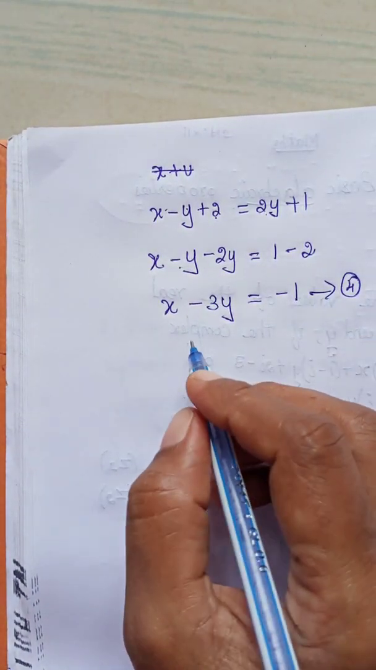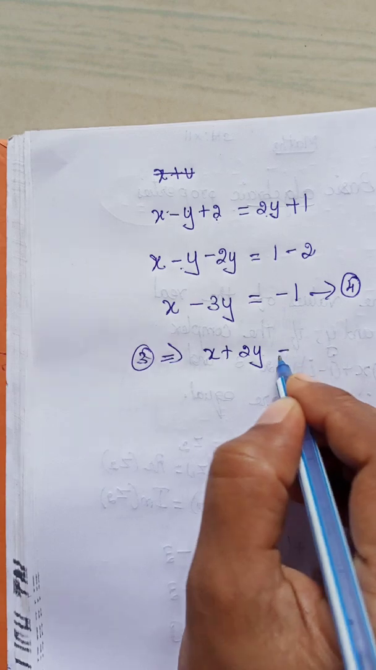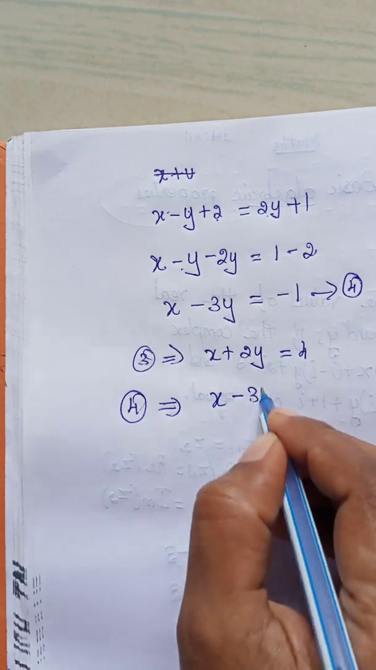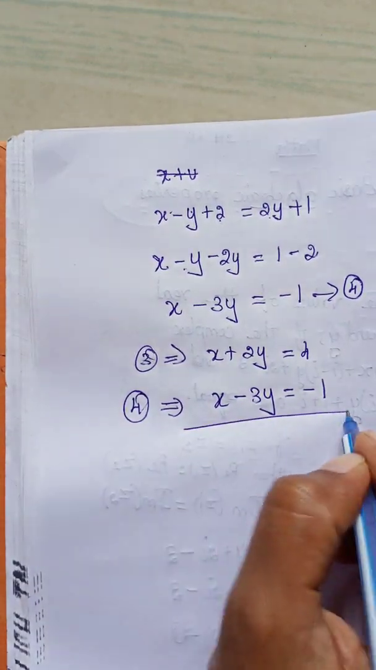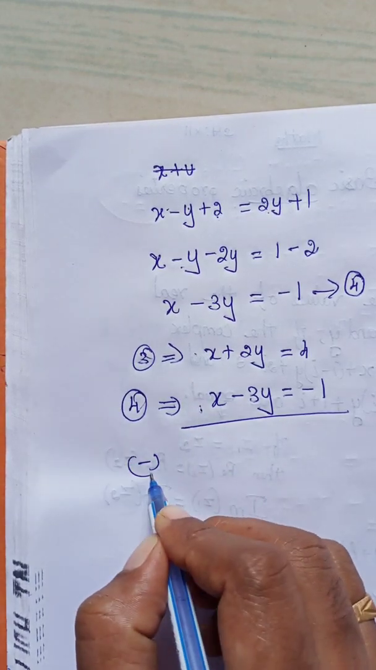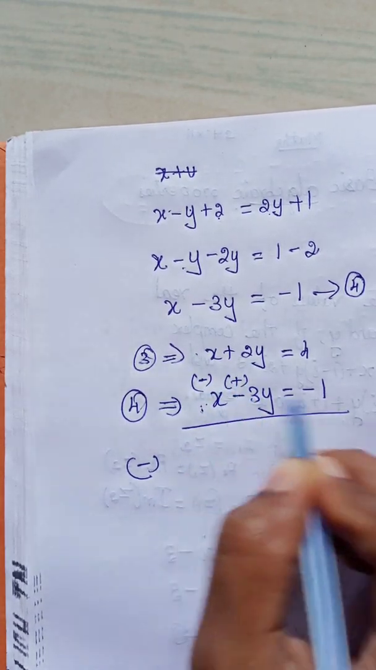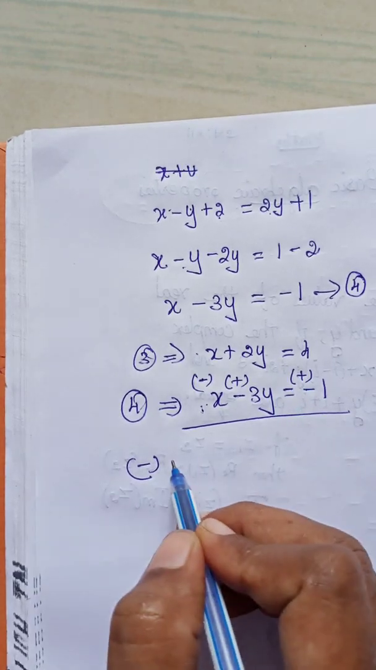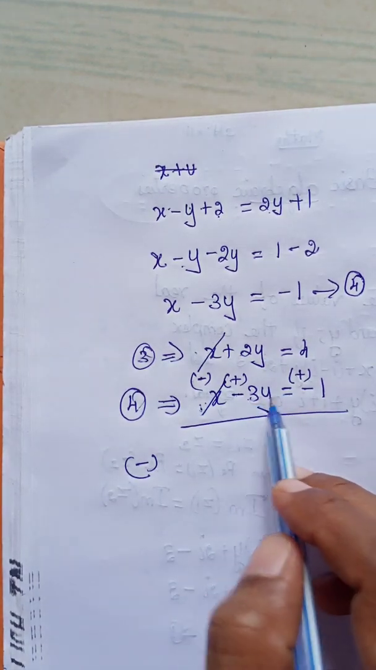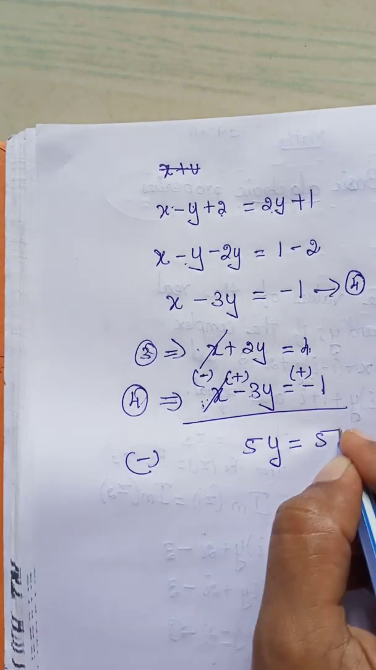Now, we have to solve equations 3 and 4. See, equation 3 we got, x + 2y is equal to 4. Now, equation 4 is x − 3y is equal to −1. Shall we add or subtract? See, both have the same sign, so we have to subtract. Here plus will become minus, minus will become plus, minus will become plus. x − x gets cancelled. 2y + 3y, 5y is equal to 4 + 1, which is 5.